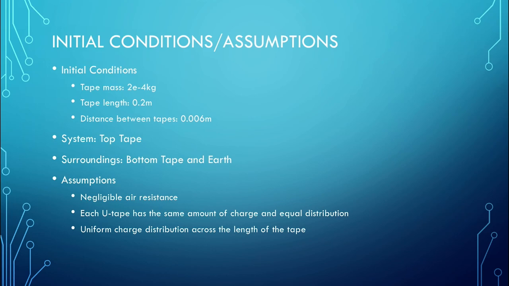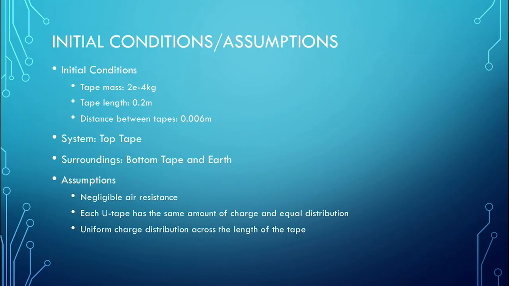Now I'd like to take a moment to identify the initial conditions, the assumptions made in the lab, and the system and the surroundings. First up, the initial conditions. The tape mass was found to be 2 times 10 to the negative 4 kilograms. Tape length was found to be 0.2 meters, and the distance between the two tapes was found to be 0.006 meters. All of these values were found in Lab 1.